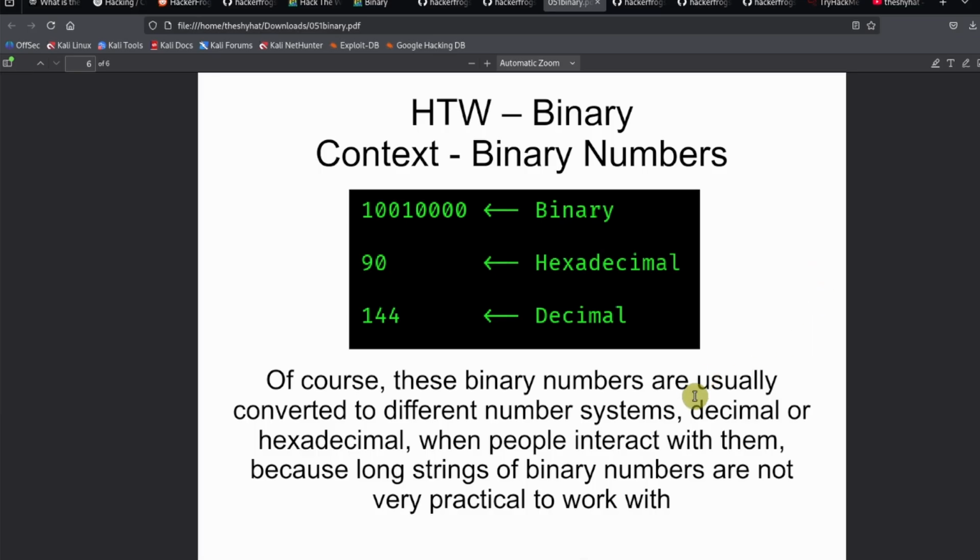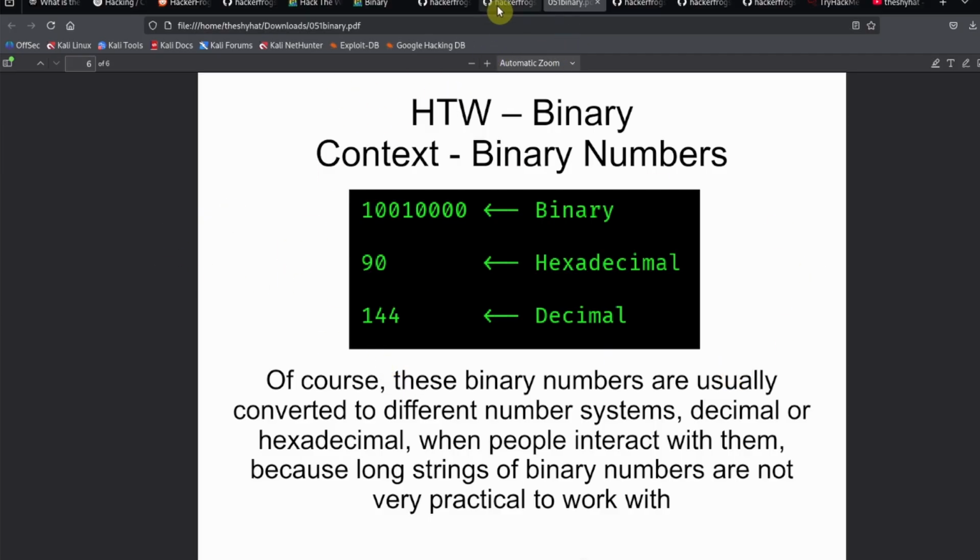So when we're working with computers, we don't like to work with these long binary strings. Instead, we like to translate them into other number systems that we can look at more easily, because binary numbers are very, very long and uncomfortable to look at. These binary numbers are usually converted to different number systems, either decimal or hexadecimal, when people interact with them, because long strings of binary numbers are not very practical to work with. But let's go back to the challenge.